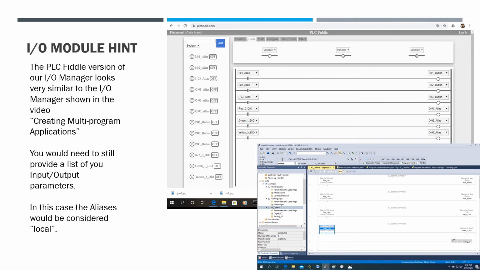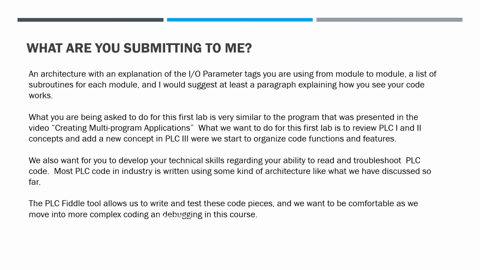So this is basically part of your lab, and I've worked it out for you. So I need you to work on the other modules and subroutines to complete this. So what are you submitting to me? You should be submitting an architecture with an explanation of your I/O parameter tags that you are using from module to module. You should also give me a list of subroutines for each module, and I would also suggest at least a paragraph explaining how you see your code works.